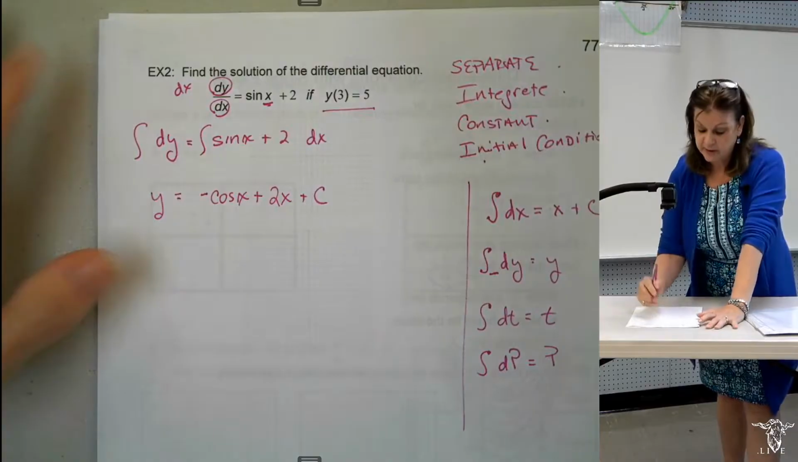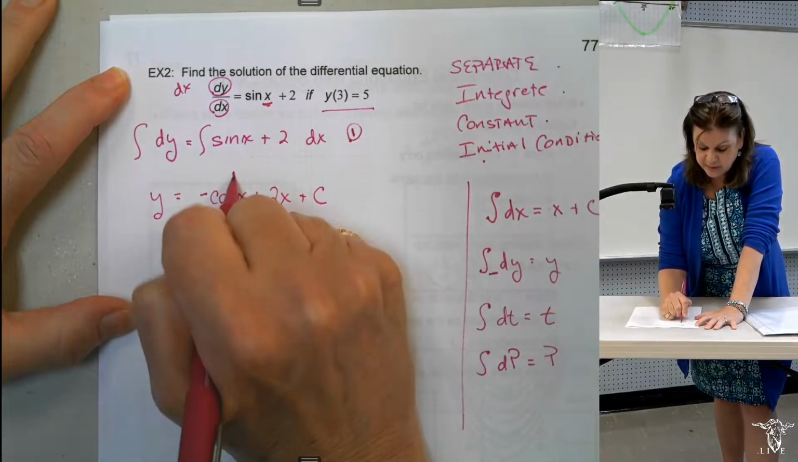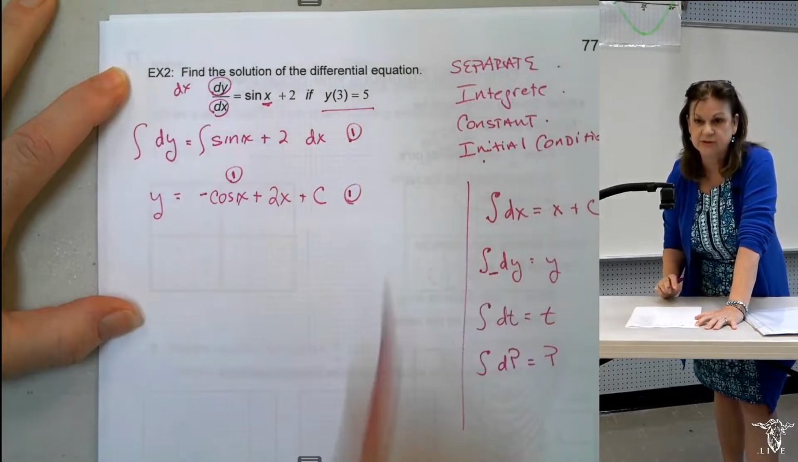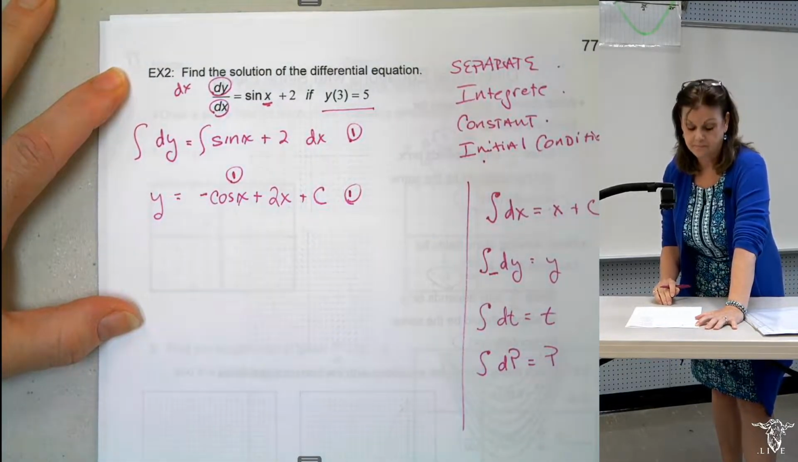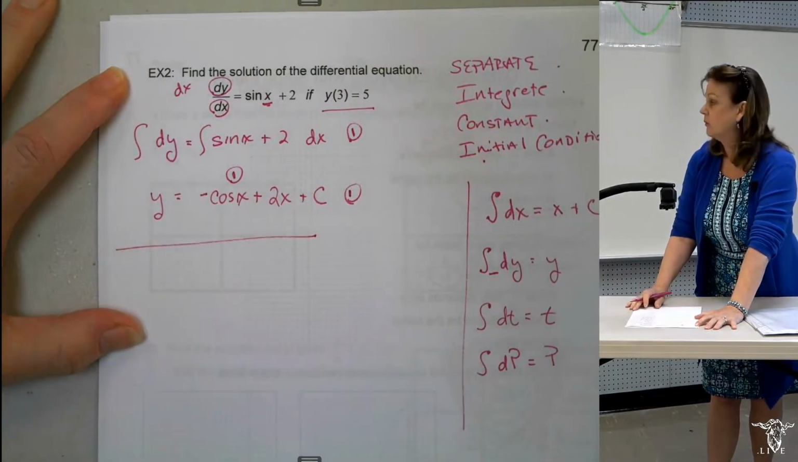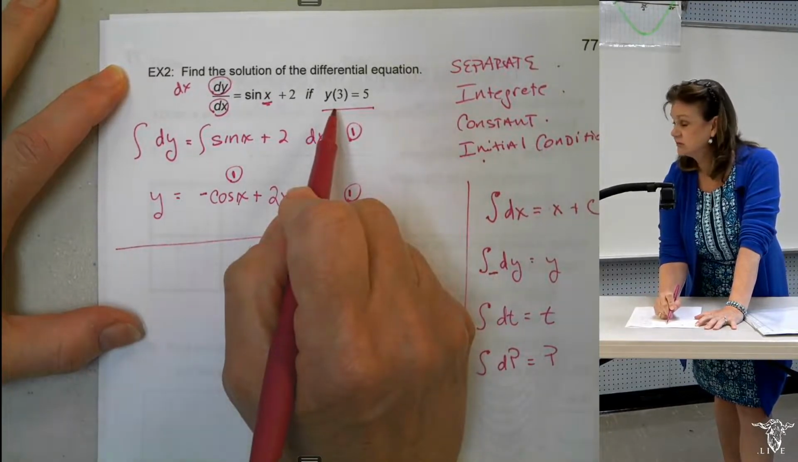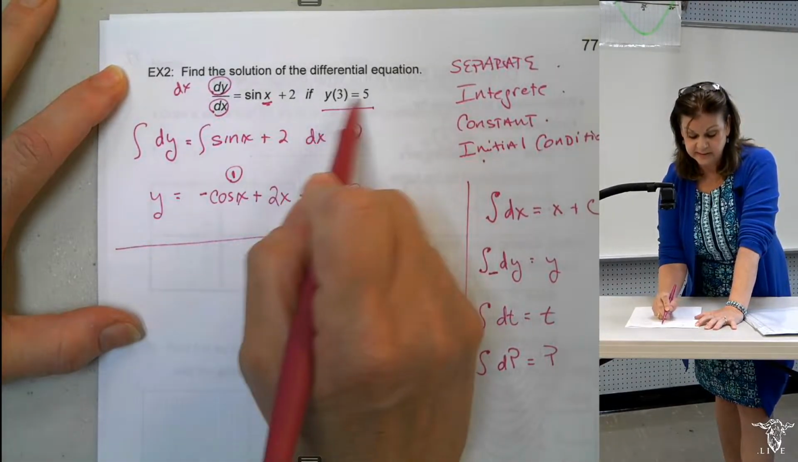All right, so here's what we've got. We've got a separation point, we've got an integration point, and we have a constant of integration included in our equation. All right, that's where we are now. And now we want to solve for the actual equation. And they've given us this initial condition of y of 3 is 5.